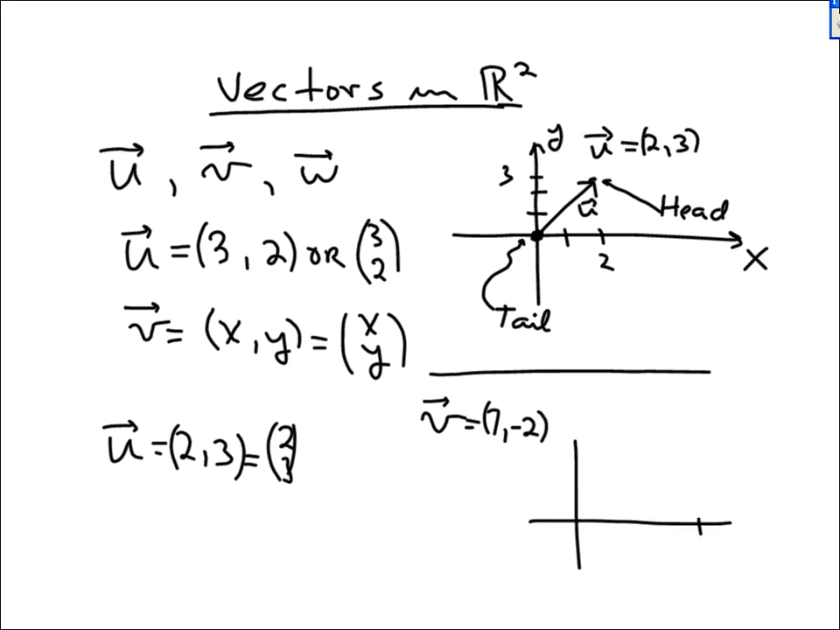You go to 7 on the x, you go to -2 on the y. That's the point (7, -2). Do not forget to label your axes, and you're almost done. We are now done, and we should label the vector. I just drew the vector v, which is (7, -2).